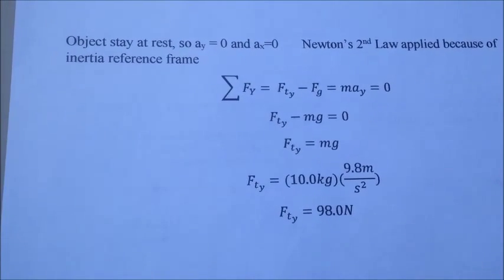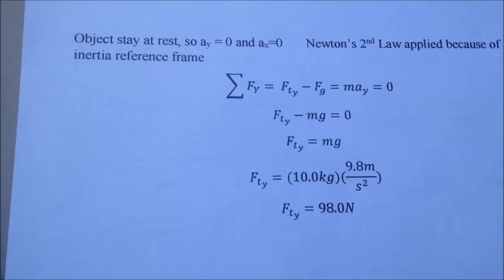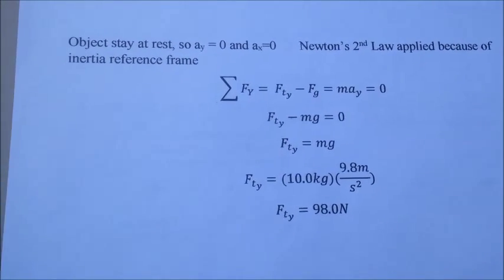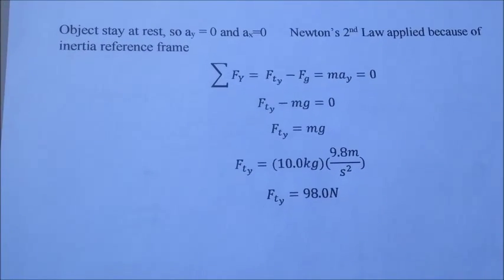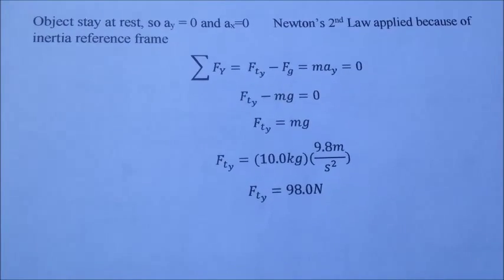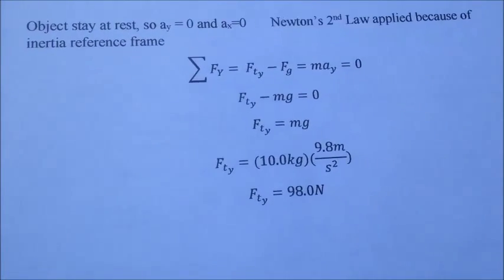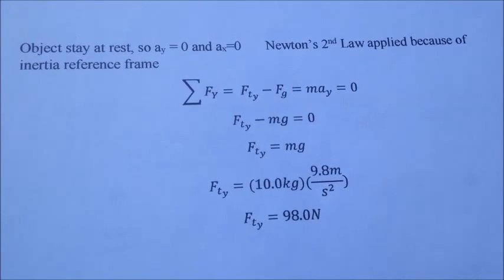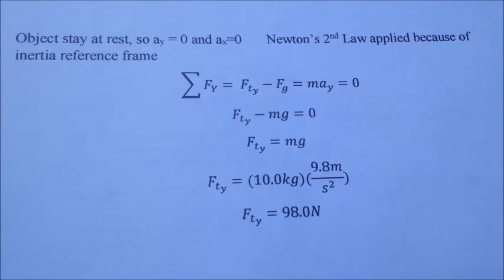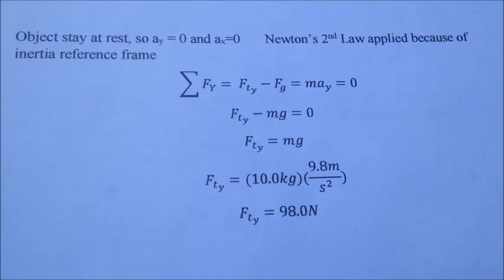The object stays at rest, so acceleration in the y direction and acceleration in the x direction are both zero. Newton's second law is applied because it is in an inertial reference frame. The summation of the forces in the y direction is equal to the y component of the tension force minus force of gravity, which is equal to the mass times acceleration in the y direction, which is equal to zero.